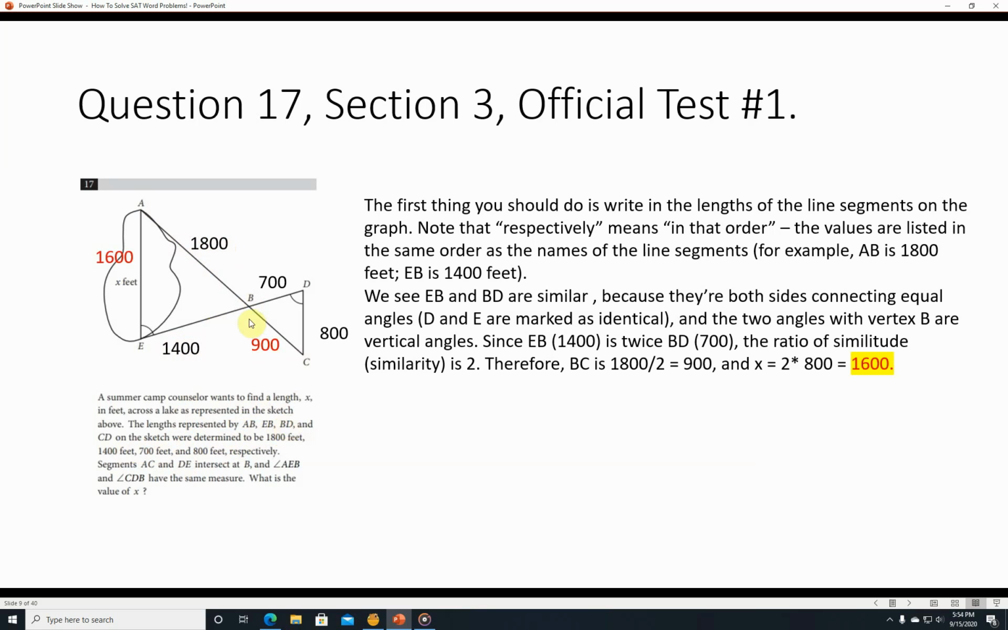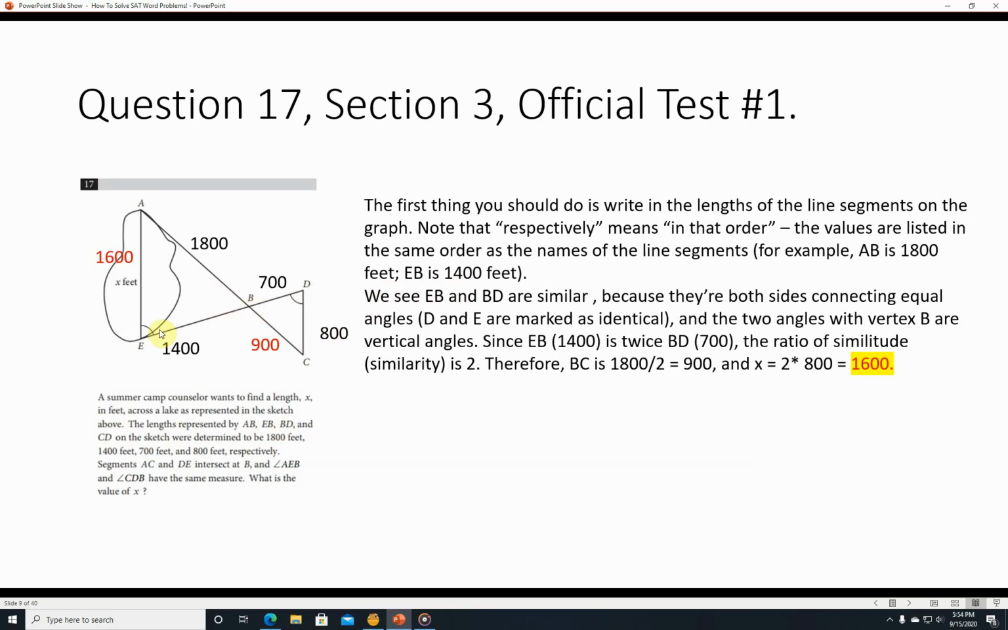Okay, that's the third one. Oh, that's BD. And then, of course, 800 is the last one, which is CD. Okay, so we can see that EB and BD are similar because they're on both sides connecting vertical angles. We have EB here, BD there.